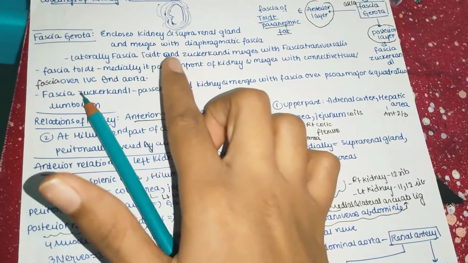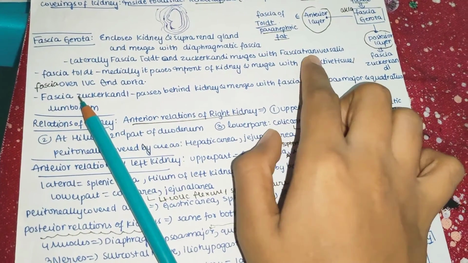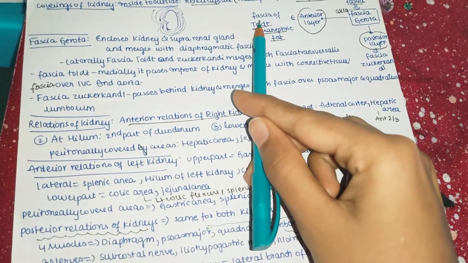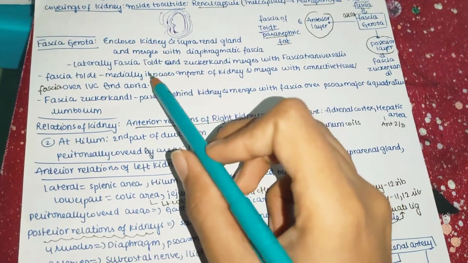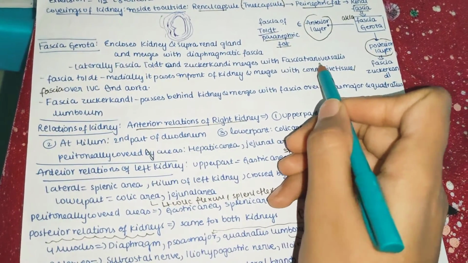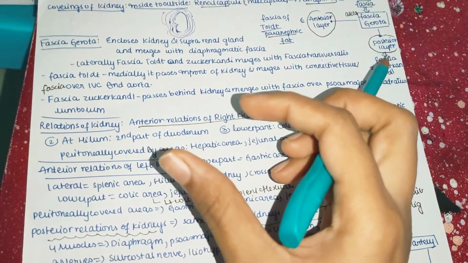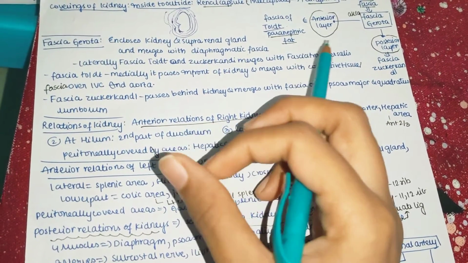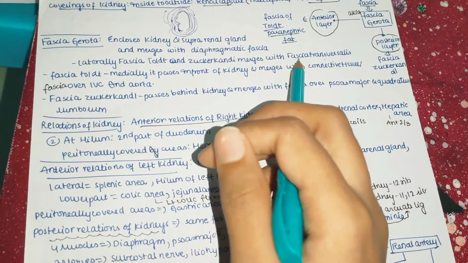And laterally the fascia of Told and Zuckerkandl merge with the fascia transversalis. As we said, this is the anterior layer, the fascia of Told, and the posterior layer, the fascia of Zuckerkandl. Both of these will go and merge laterally with the fascia transversalis, and the fascia transversalis is the fascia of the abdomen, the anterior abdominal wall, right? So it will stick laterally to this fascia transversalis.